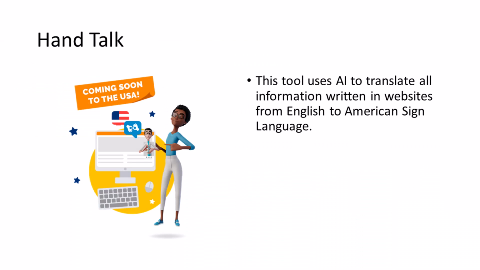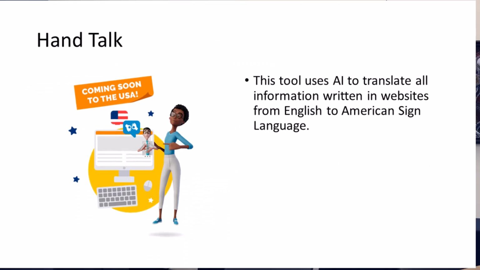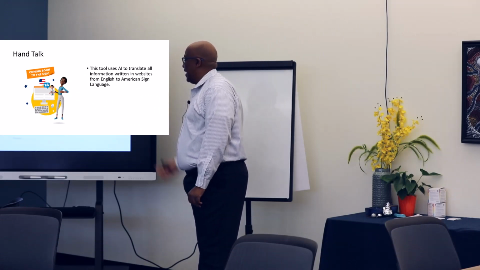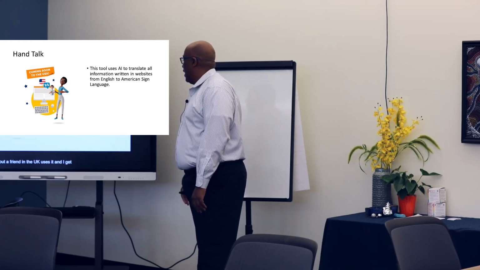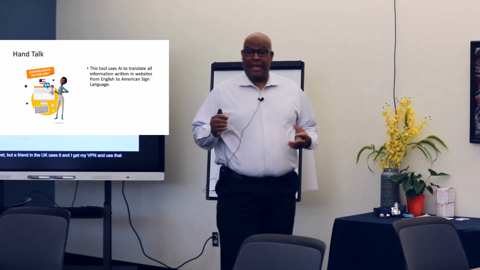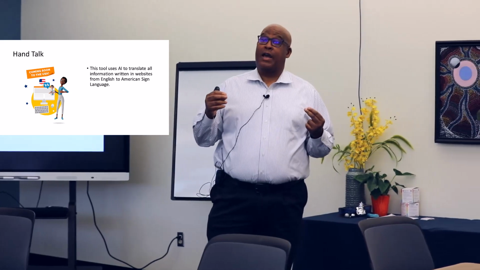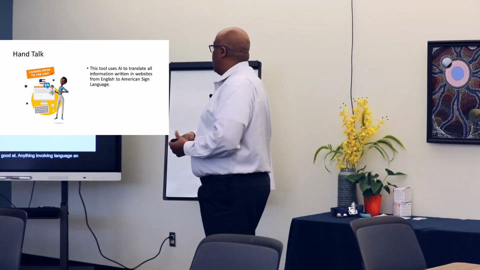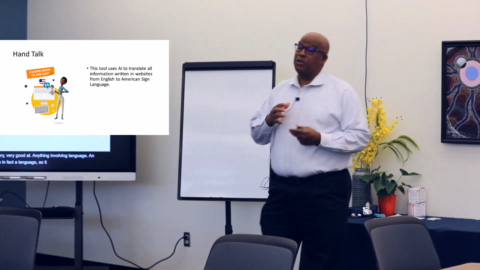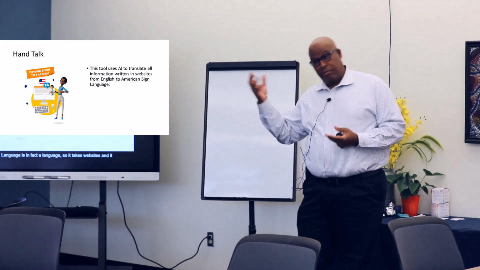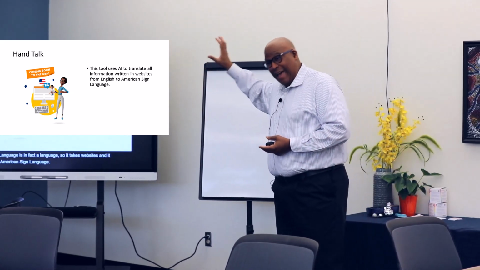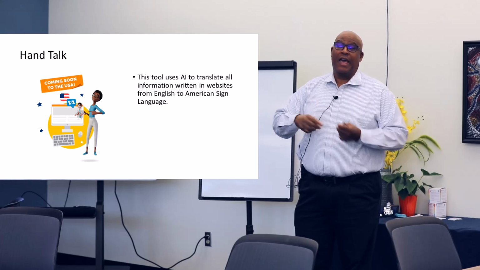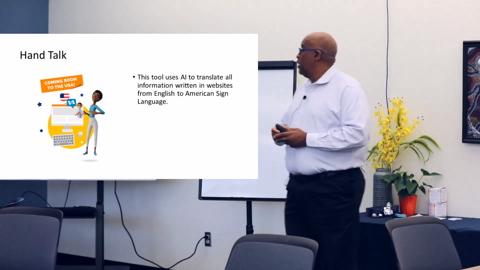Now, I like this one that I use quite a bit. It's not available in America yet, but a friend in the UK uses it, and I get my VPN and use that with them. So this is what AI is: AI is very, very good at anything involving language. And American Sign Language is, in fact, a language. So it takes websites and converts them to American Sign Language, or British Sign Language in that case, because I'm looking at it from the UK. They've got a product now that does American Sign Language. It just hasn't been released yet. And it does a really, really good job with that.